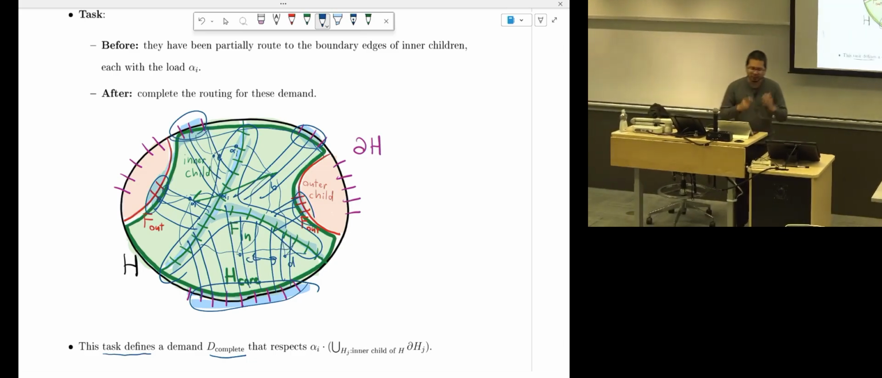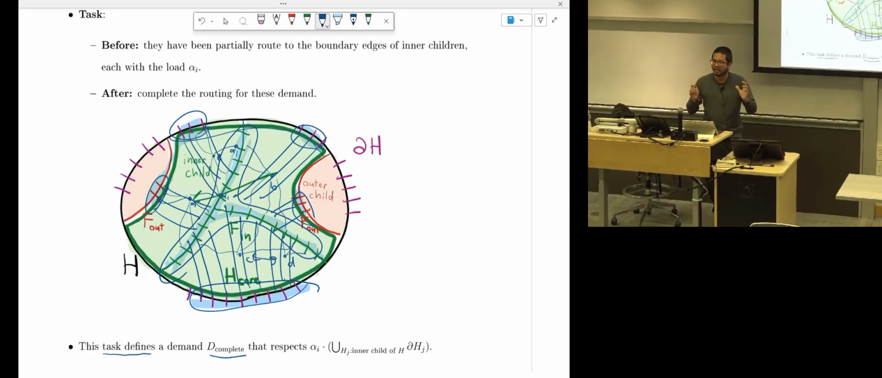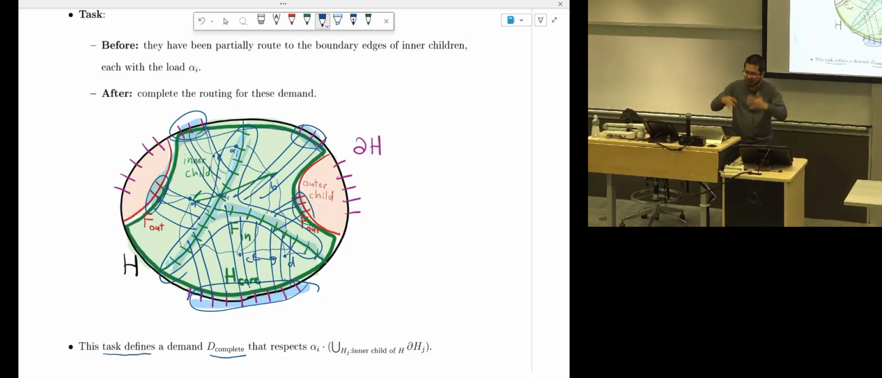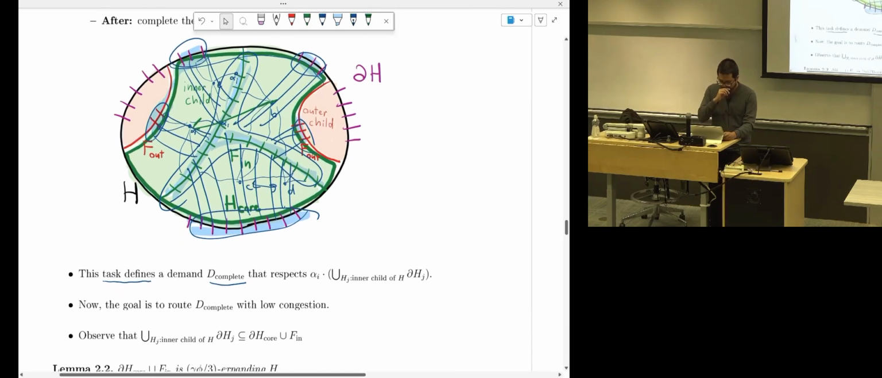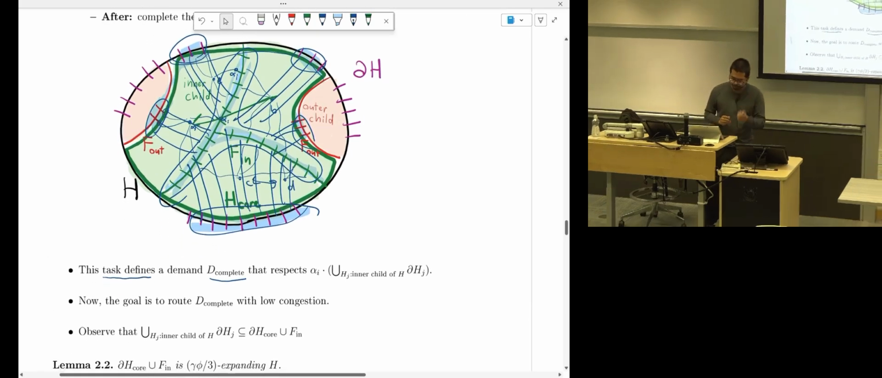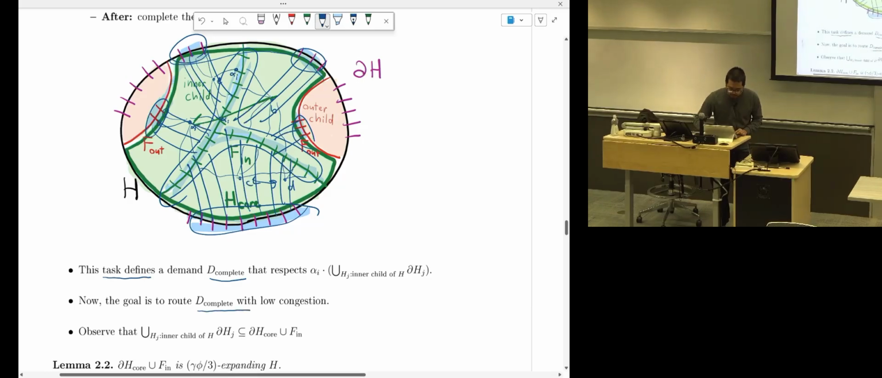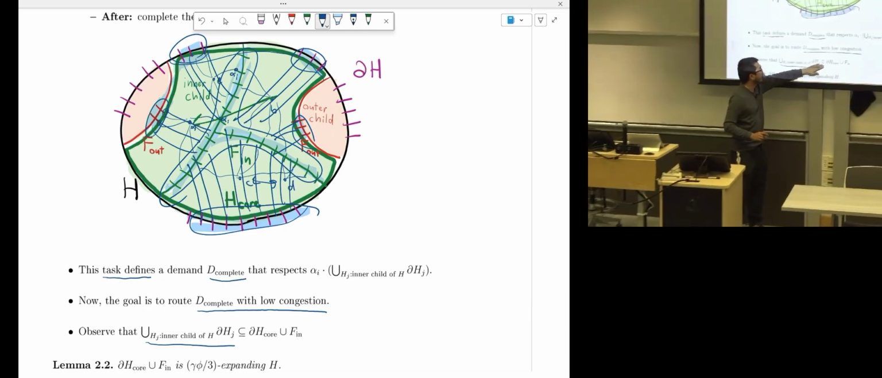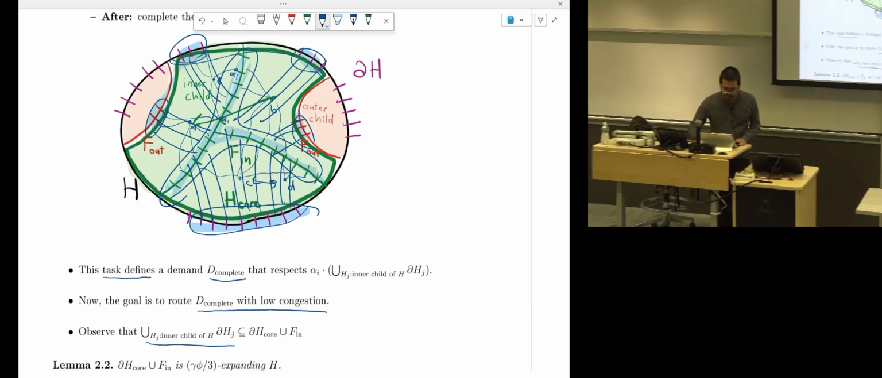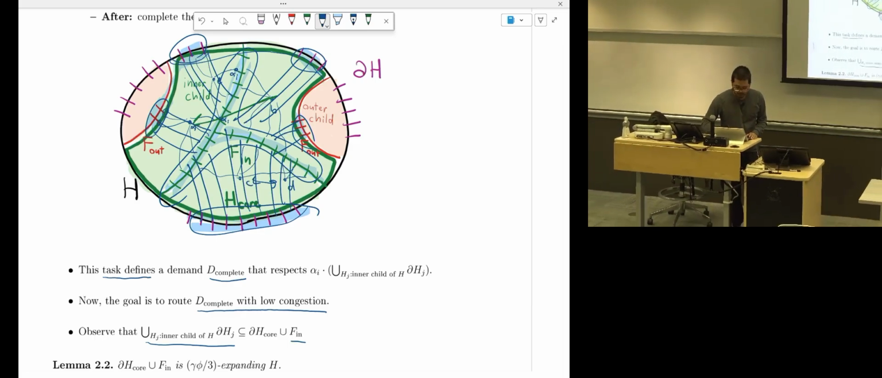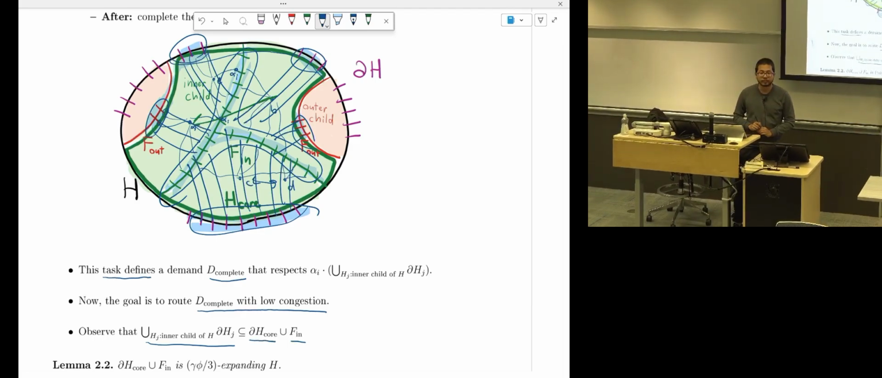Okay. So that's why you should get this intuition that any demand between the F in and the boundary of the core, you can route with low congestion. Okay. So let me try to be precise. So let's try to route this demand with low congestion. So again, first note that this boundary of all inner children basically consists of F in and the boundary of the core. Okay.